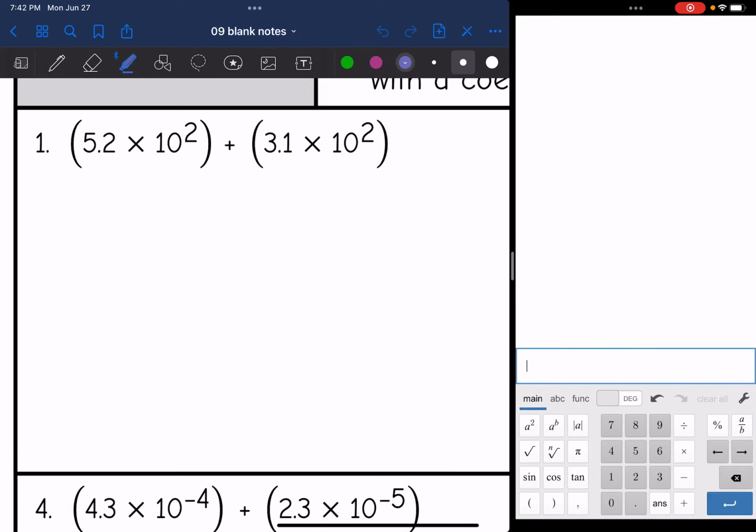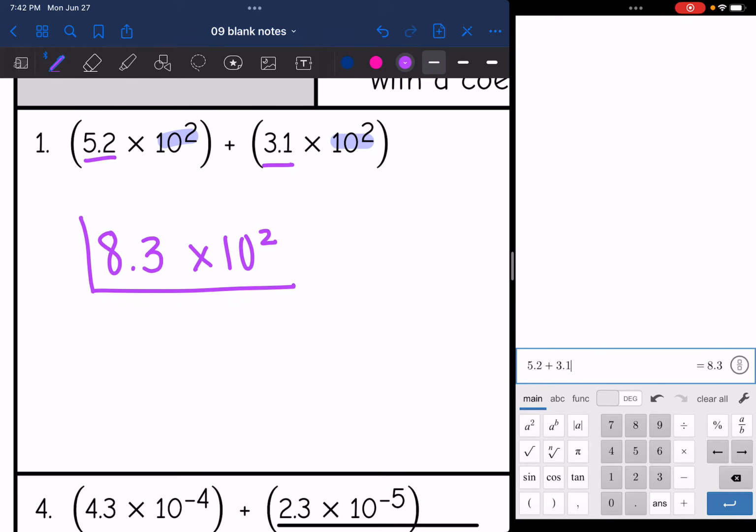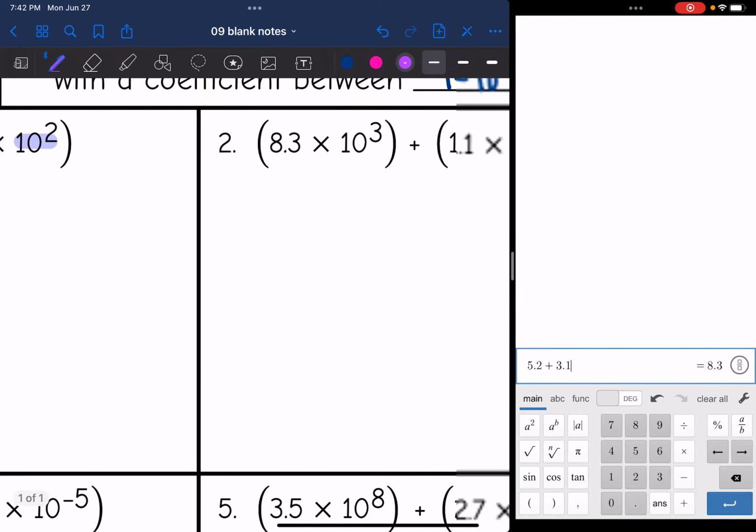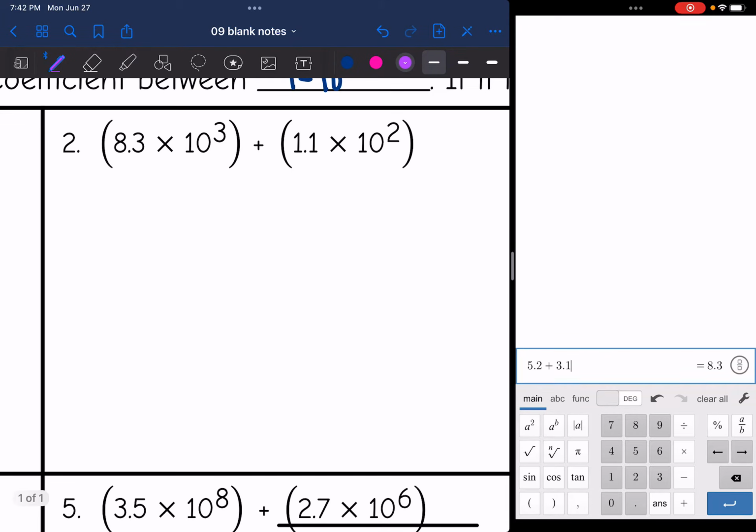First thing you want to check for is the exponents, which they are the same, so I can go ahead and add my coefficients. So 5.2 plus 3.1 is 8.3. And then we keep the exponent, so times 10 to the second. And 8.3 is between 1 and 10, so we are good. All right, let's look at number 2.